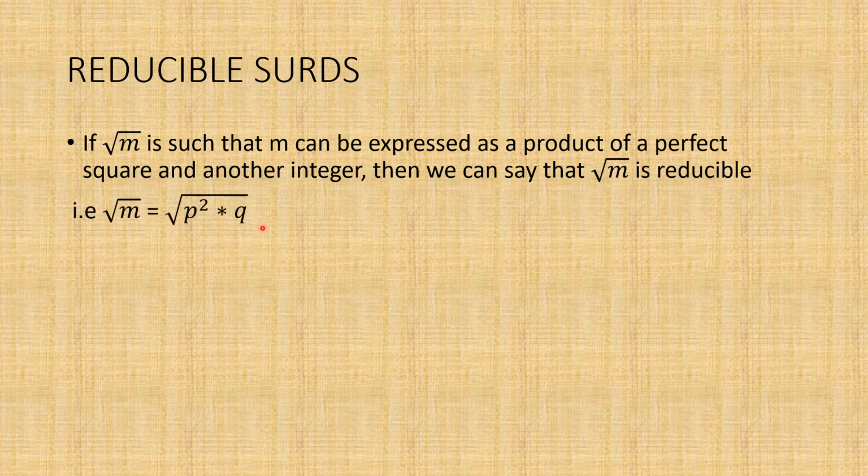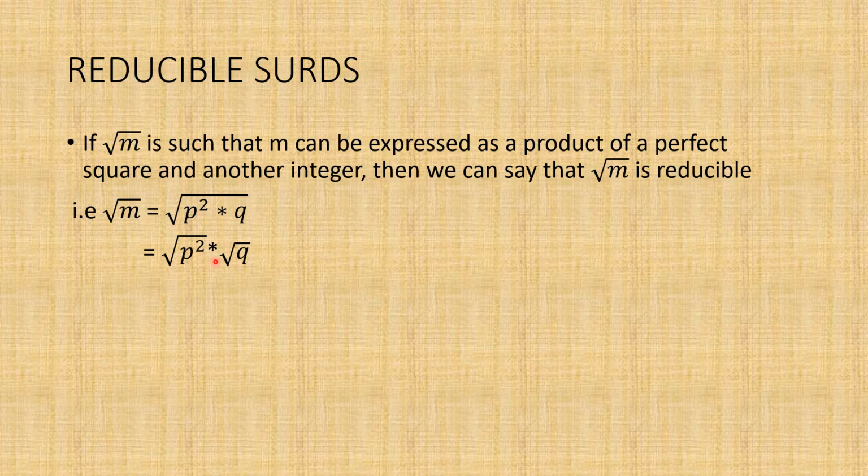So if I have root of m and I can express it as a product of a perfect square and another integer, p squared is a perfect square because we can get its square root. If I take the square root of p squared, the square is going to cancel with the root and we are remaining with p. Then 2 is an integer; its square root cannot be gotten. Root of m being expressed as a product of a perfect square and an integer means that m is reducible. That's the concept we are going to use for all reducible surds.